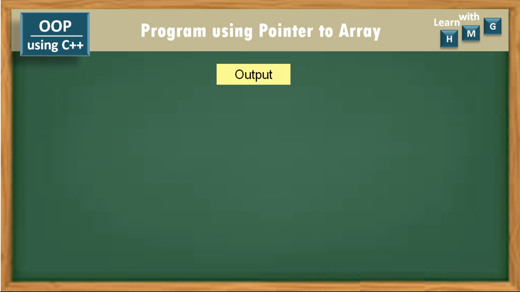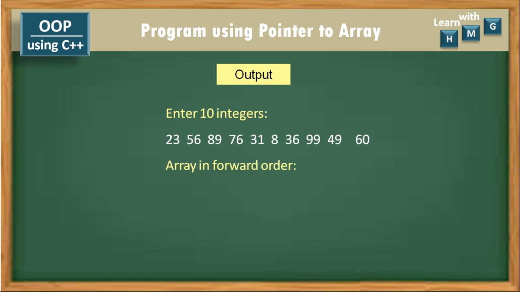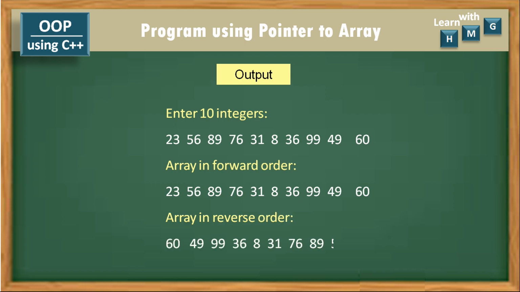First of all, the user will enter 10 integers, and this array will be displayed in forward order, the same numbers will be displayed, and then in reverse order, the same numbers will be displayed in reverse fashion, that is the first element will be displayed last and the last element will be displayed first. So with the help of this simple C++ program, you might have understood how to use a pointer to array. Let us understand it more using another program.